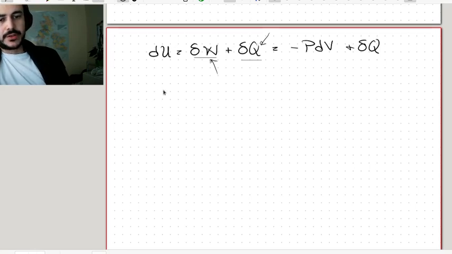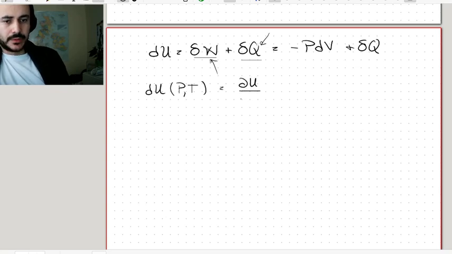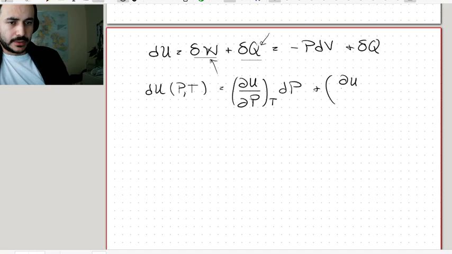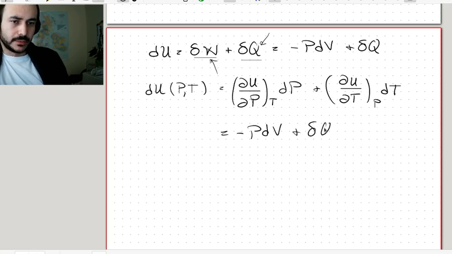Well, let's just choose, like I said, pressure and temperature as independent variables, okay? So pressure and temperature, this is again going to be the partial of U with respect to P at constant T, differential of P, plus the partial derivative of U with respect to T at constant P, differential of T, okay? And this is equal to minus P dV plus delta Q.